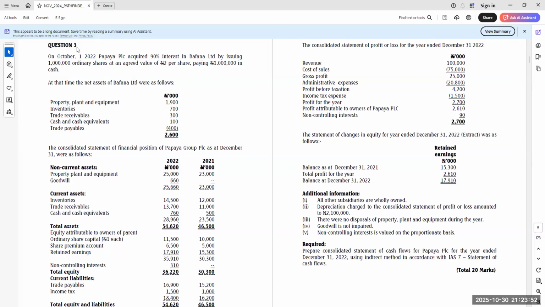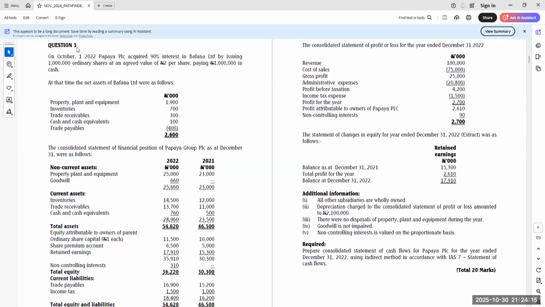I think there are some figures below that. I cannot see figures below. Okay, nothing below. Okay, so we can continue. Current liabilities, trade payables, income tax. Then we have total equity and liabilities.